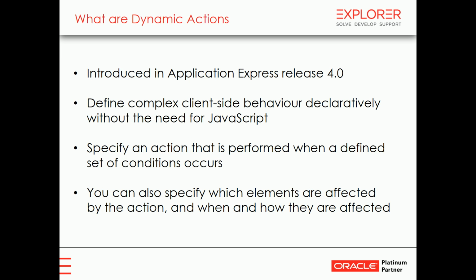So what are dynamic actions? These were introduced in Application Express Release 4, and they allow us to define complex client-side behavior declaratively without the need for JavaScript. So this just means everything that we had to code ourselves in previous releases of Apex to give us kind of Ajax callback functionality, we can now do most of the time using dynamic actions. So we can specify an action that's to be performed whenever a defined set of conditions occur, and you can specify which elements are affected by this action and how they're affected.